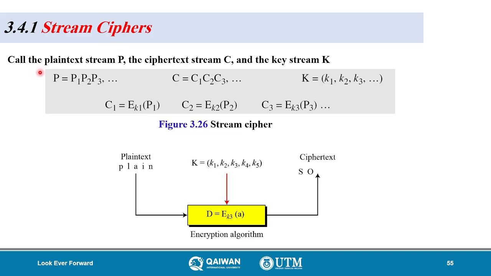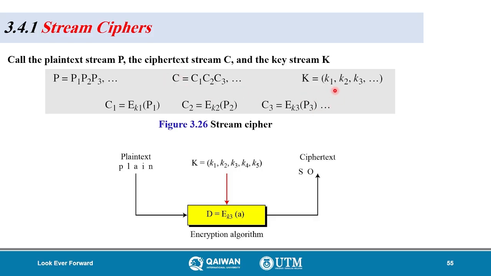Now, stream cipher. Call the plaintext stream P, the ciphertext stream C, and the key stream K. So P will be equal to P1, P2, P3 up to the end. Then our C would equal C1, C2, C3.